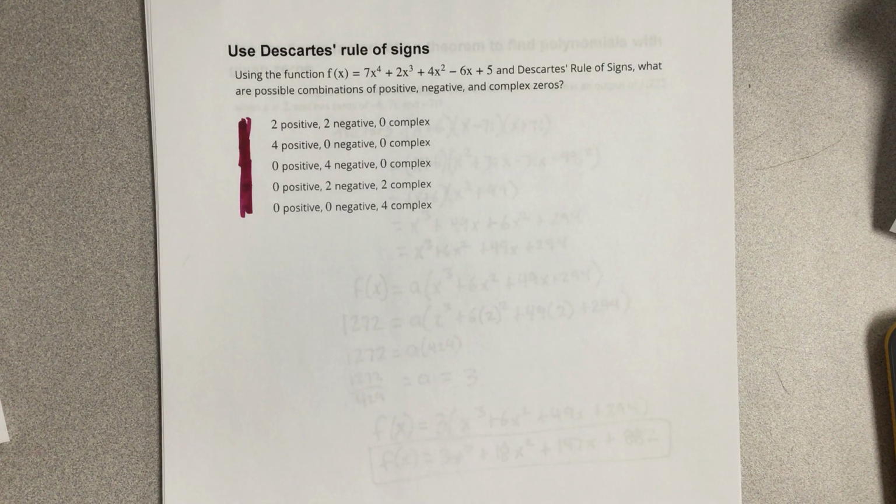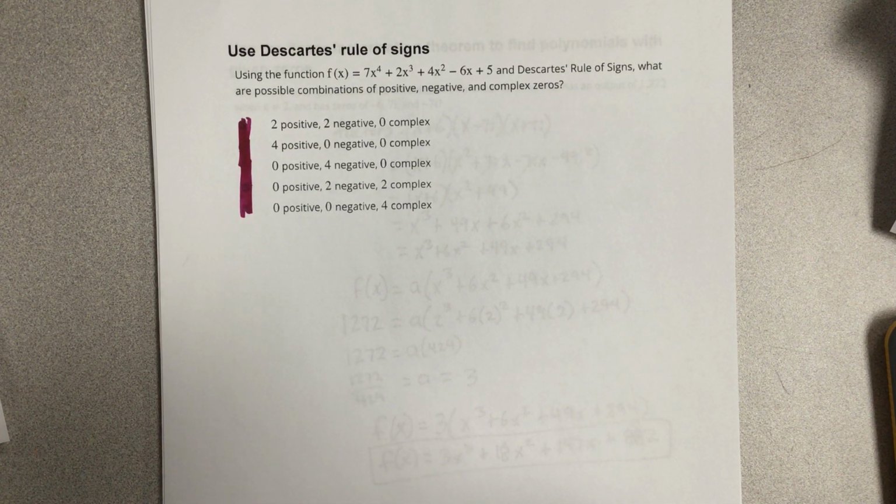In this video, we're going to use Descartes' rule of signs. Using the function f of x equals 7x to the fourth plus 2x cubed plus 4x squared minus 6x plus 5, in Descartes' rule of signs, what are the possible combinations of positive, negative, and complex zeros?